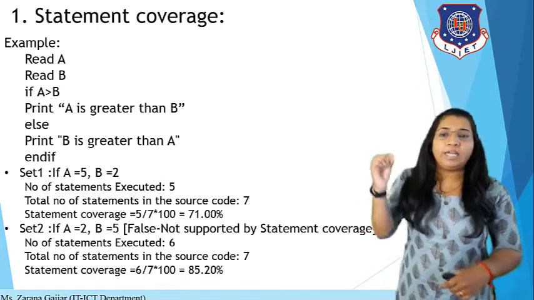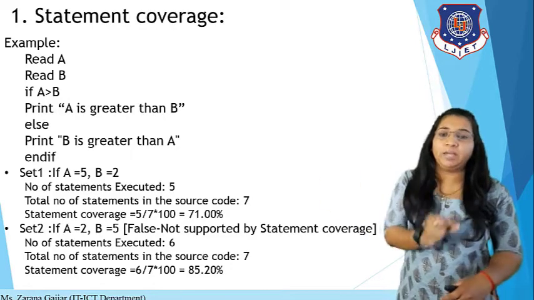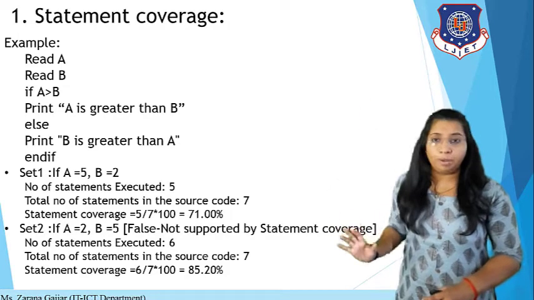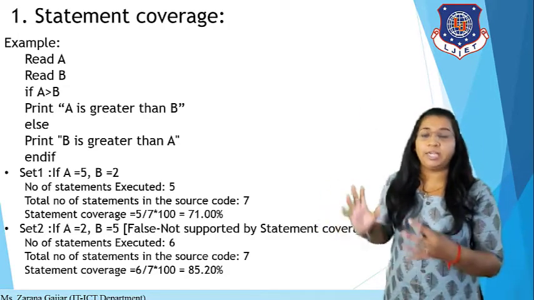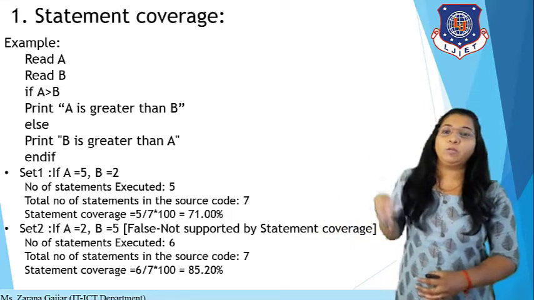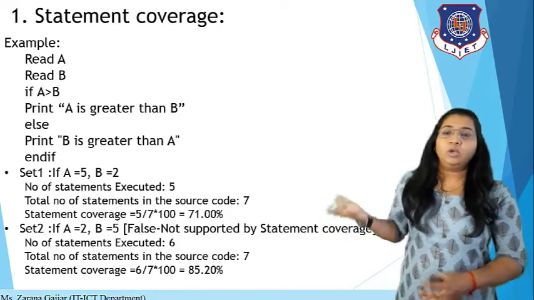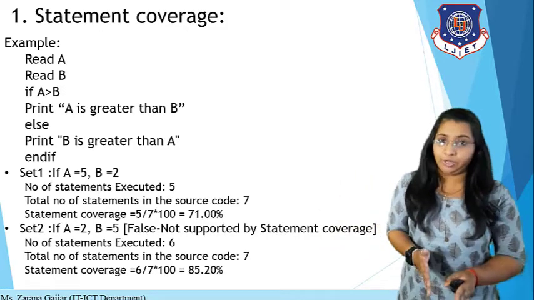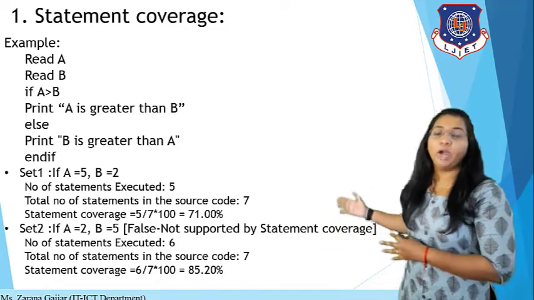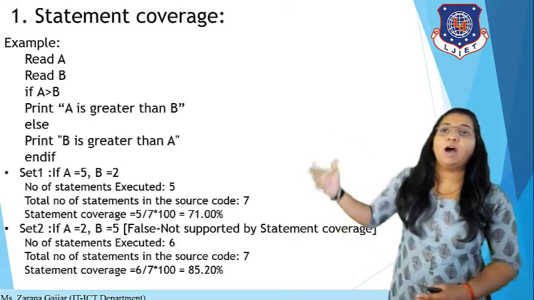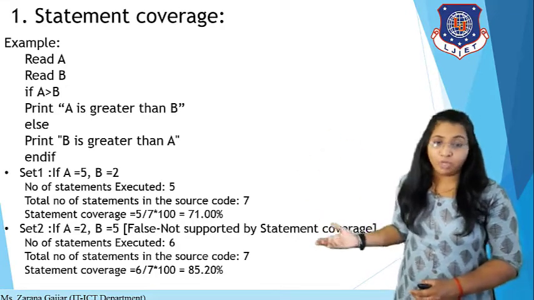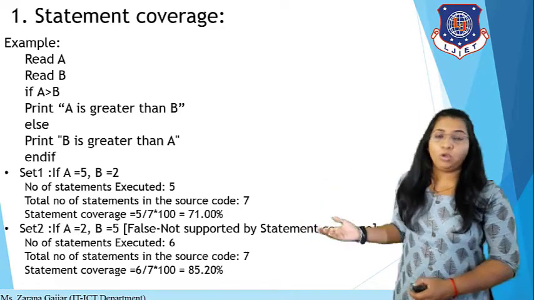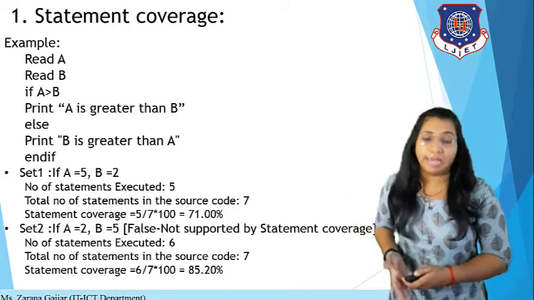The only statement that is not performed in the false condition is print A is greater than B. Otherwise the rest of the code is performed. So here the number of statements executed is 6, and the total number of statements in the source code is 7. So the statement coverage equals 6 divided by 7 times 100, and the answer is 85.7. This is how you can perform statement coverage, by using the formula. So this is all about the statement coverage technique.